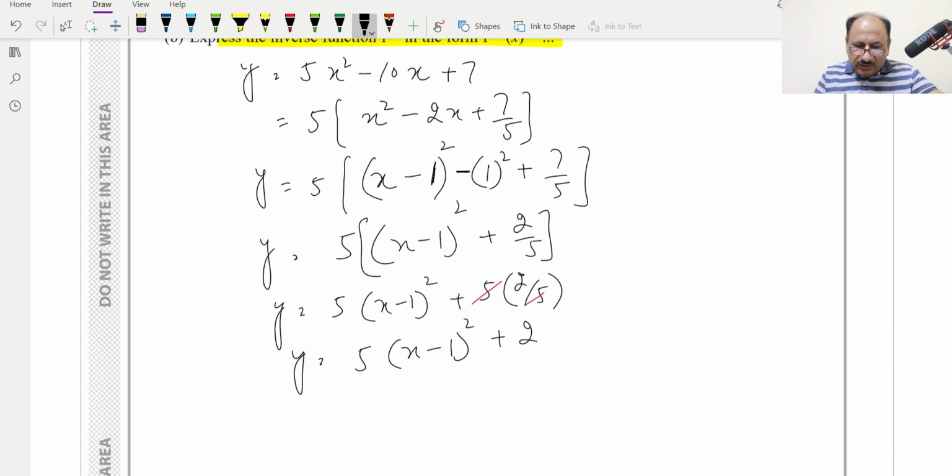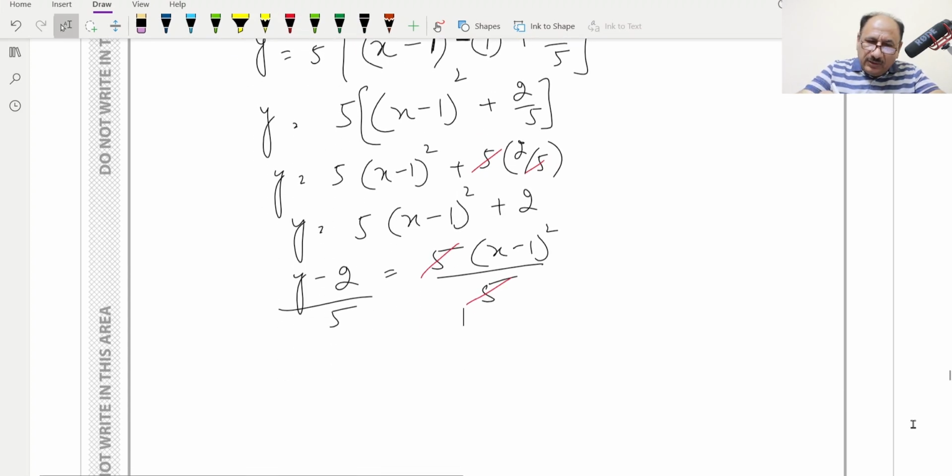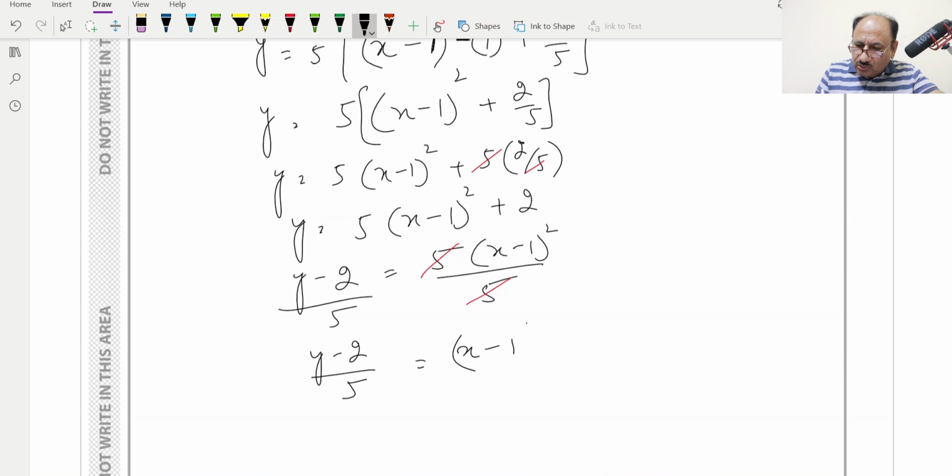Now this 2 we can shift to the other side, so we will get y minus 2 is equal to 5 into x minus 1 squared. Now 5 also we can divide by 5, and this will be cancelled, and we will get y minus 2 over 5 is equal to x minus 1 squared.